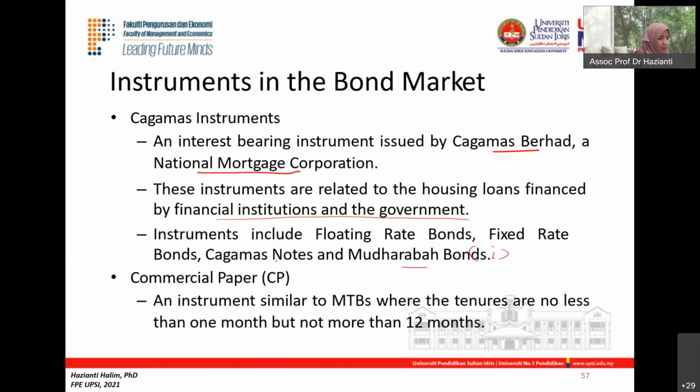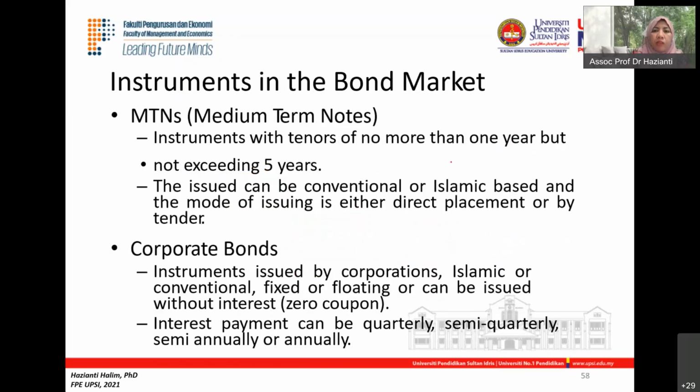Commercial paper. Normally the Cagamas instruments are also short term, and maybe medium term too, but most of all they focus on short term because these are instruments related to housing loans. Commercial paper is similar to MTB, where the tenures are no less than 1 month, but not more than 12 months. Also short term. Medium term, okay, this was short term. Medium term notes, more than 1 year but not exceeding 5 years.